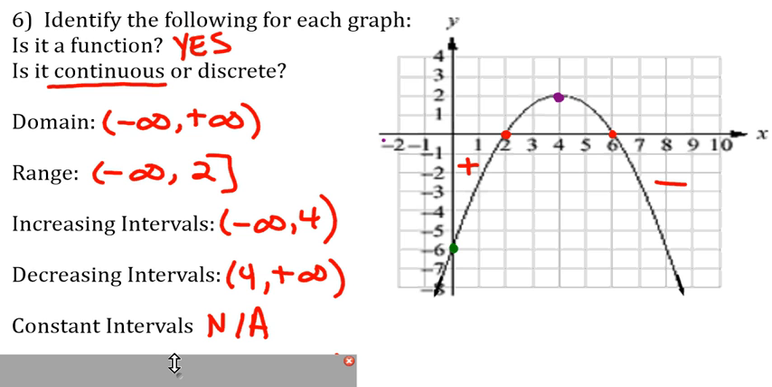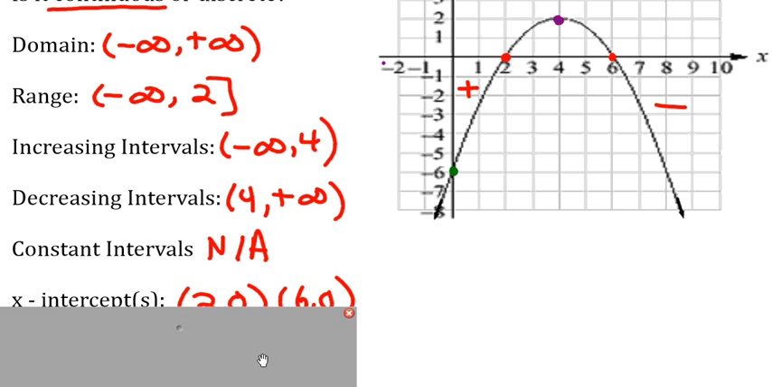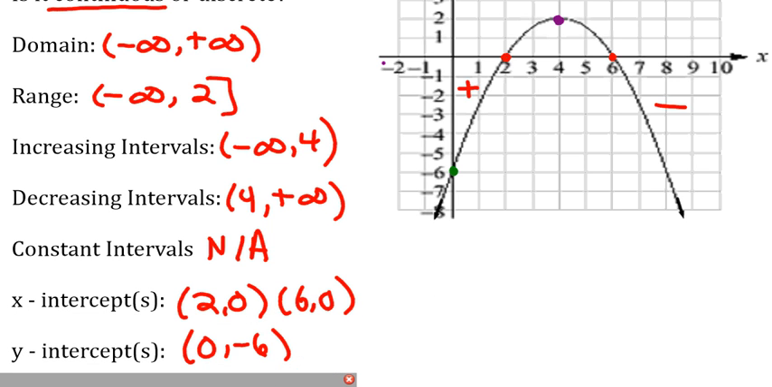X-intercepts, those are happening at grid points at 2, 0, and 6, 0. And y-intercepts, that's also happening at a grid point, 0, -6. Now this turning point here on our graph, right, where it's changing from increasing to decreasing, since that is the highest point on our graph, we could say that is a maximum that happens at 4, 2. And we'll work with more of those as we go forward.